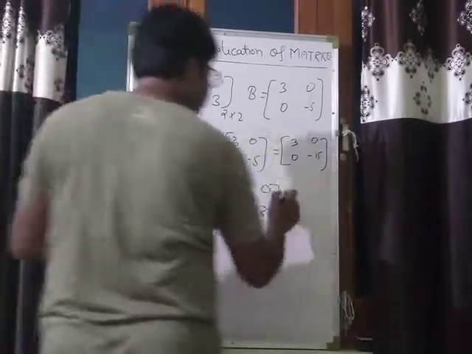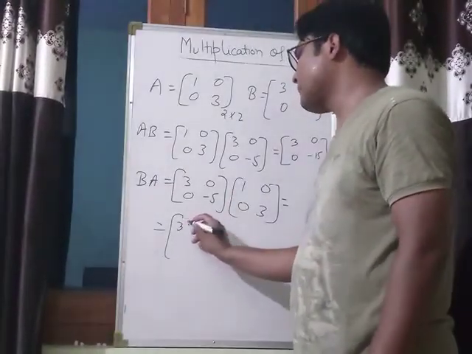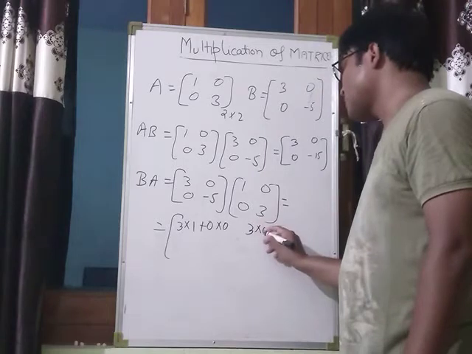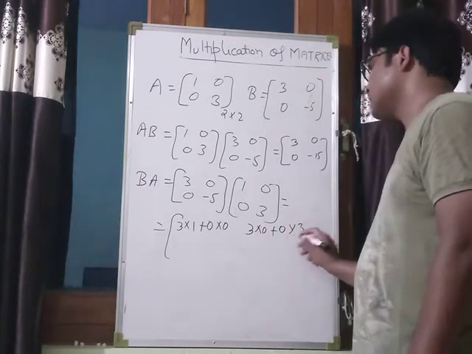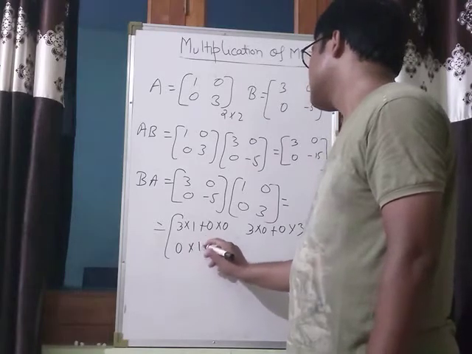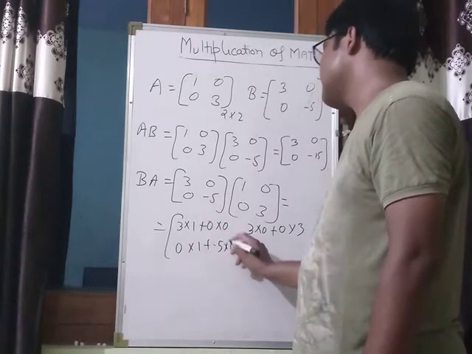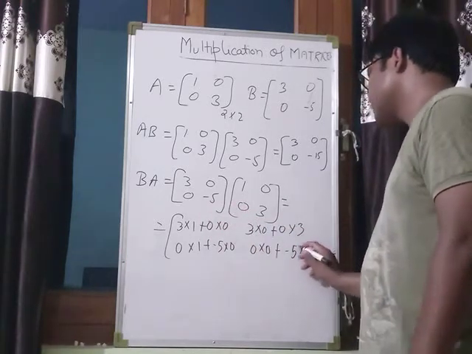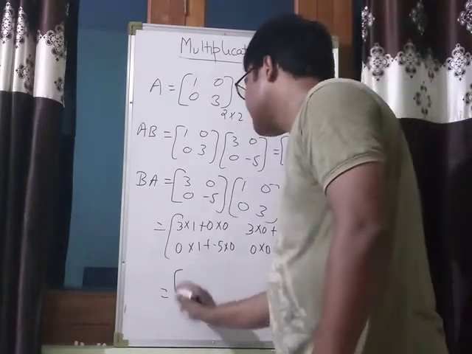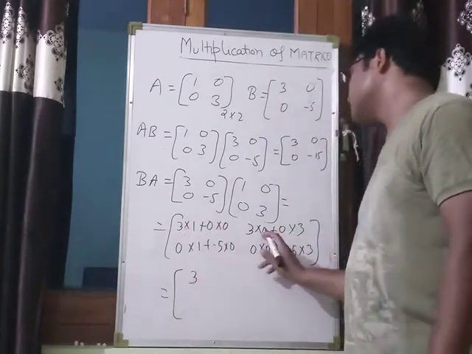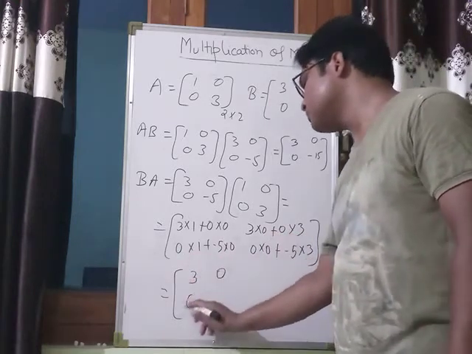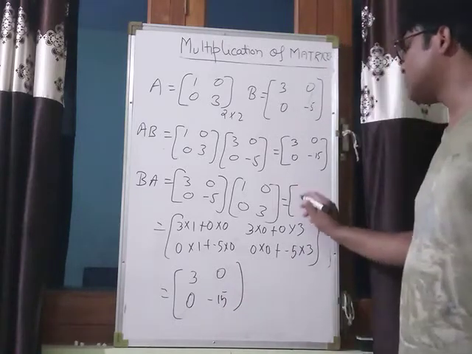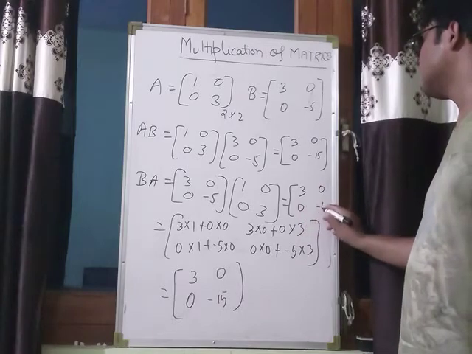Clearly that will be equal to 3 into 1 plus 0 into 0, 3 into 0 plus 0 into 3, 0 into 1 plus minus 5 into 0, 0 into 0 plus minus 5 into 3. What we have in that case? This is 3 and this is 0, that will be 3. This is 0, this is 0, 0. This is 0, 0, 0. This is 0 and this is minus 15. Clearly, it will become 3, 0, 0, minus 15.